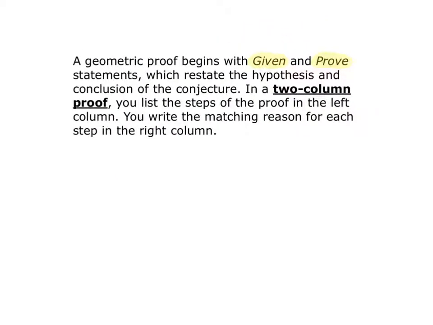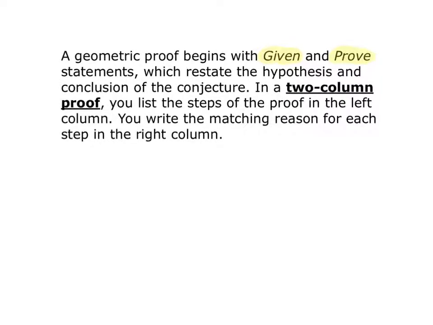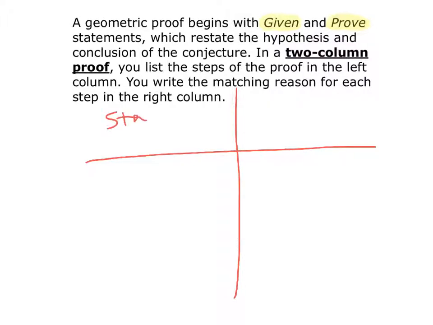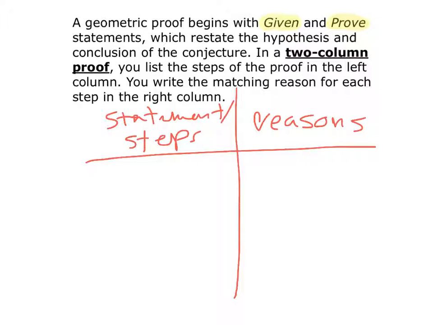So geometric proof begins with given and prove statements, which restate the hypothesis and conclusion of the conjecture. In a 2-column proof, you list the steps of the proof in the left column and you write the matching reason for each step in the right column. So we have 2 columns. This is what we've been doing on Friday and today. On the left side, we have the statements or steps. And on the right side, we have the reasons, which are just explanations that correspond to the statements.